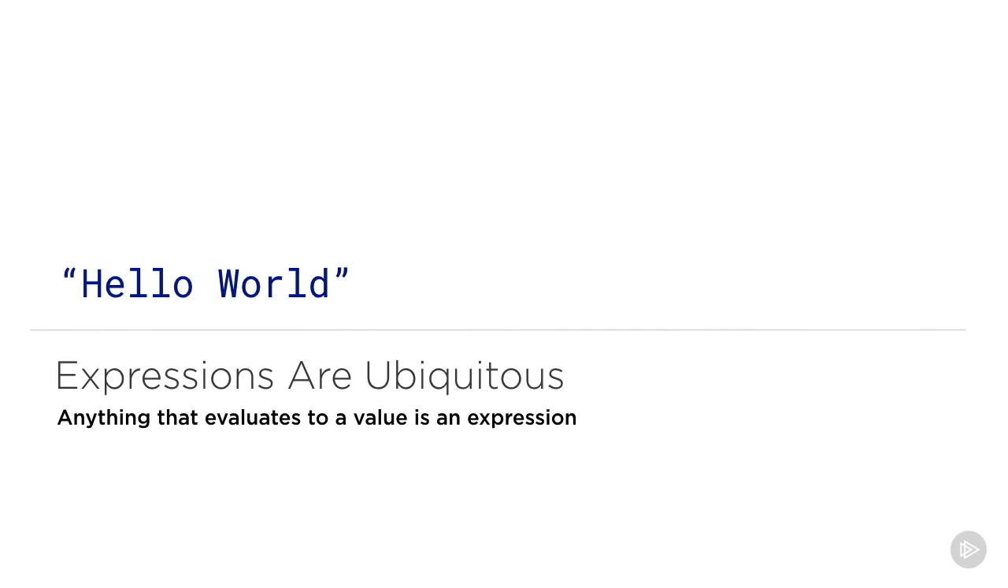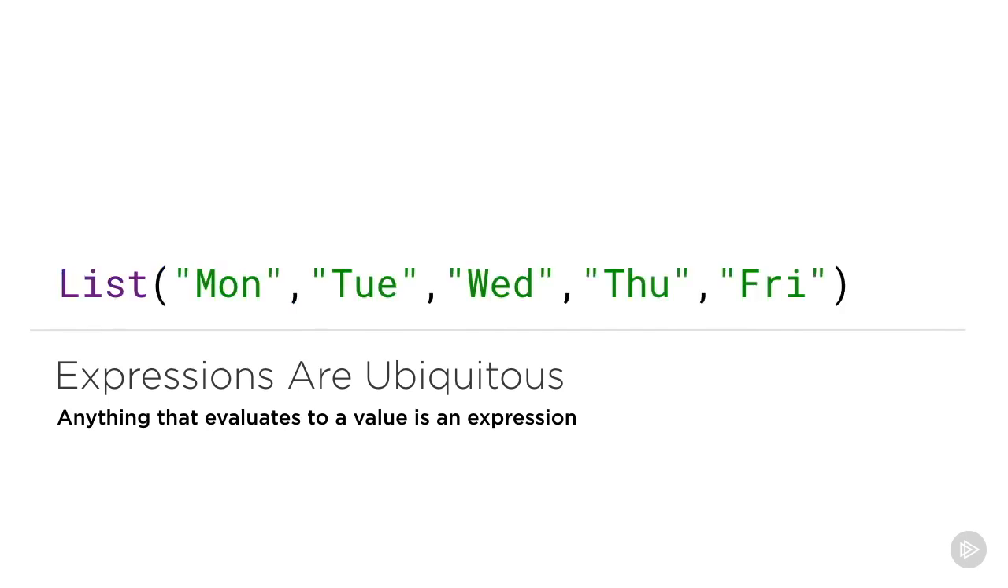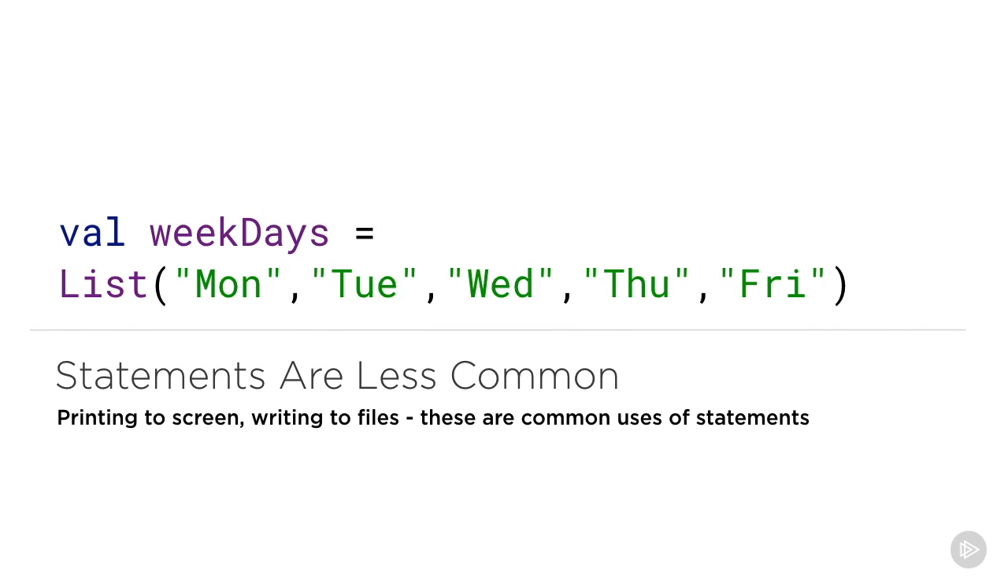Expressions are ubiquitous, they are everywhere. Even a literal, like the string hello world, is an expression. Anything that evaluates to a value is an expression. An object, such as a collection, is an expression as well. What you see on screen now is a list containing within it a whole bunch of objects. String objects, in fact. But if we now took that same expression, which created a list, and if we assigned it to a data item, a value, what we get is a statement. And the statement that you see on screen now clearly does not return anything.